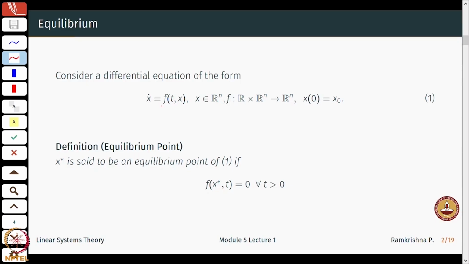So, if I consider a differential equation of the form, so this could be nonlinear, and also I put the t in just to also take into account the time varying nature of it. As usual x is an n dimensional vector, f is a vector field from R cross Rn to Rn with some initial conditions. The basic definition of an equilibrium point is the following: x star is an equilibrium point of this system 1 if it satisfies this equation, f of x star comma t equal to 0 for all t greater than 0.